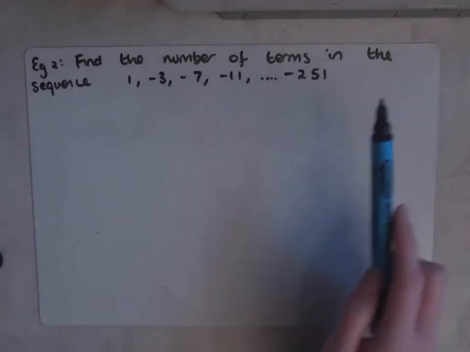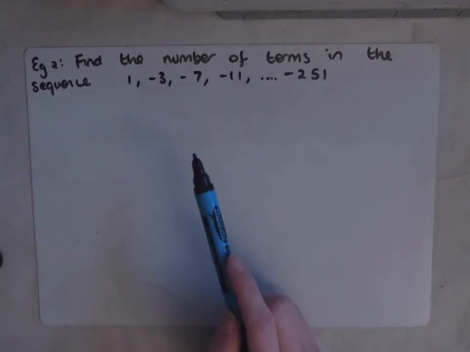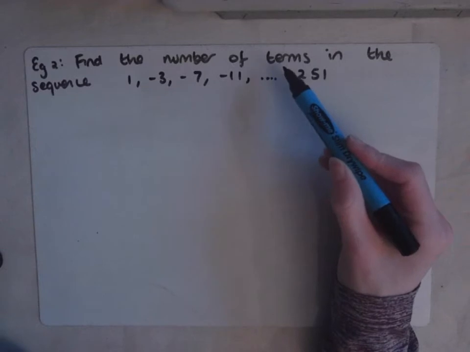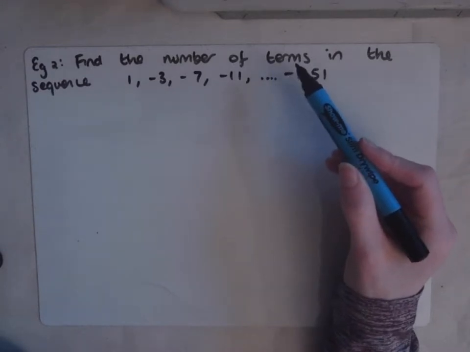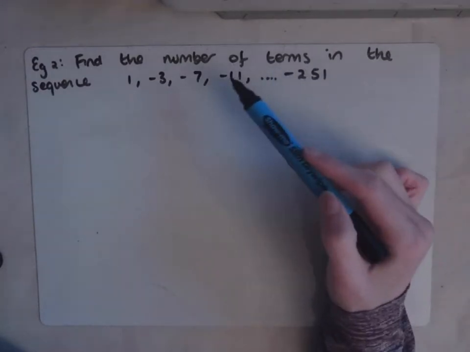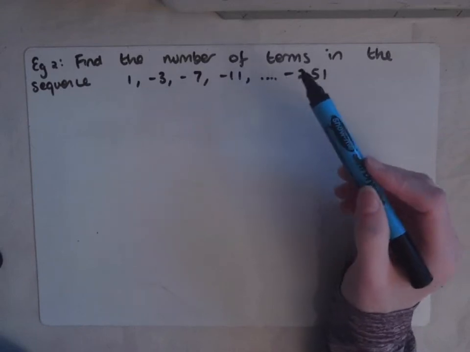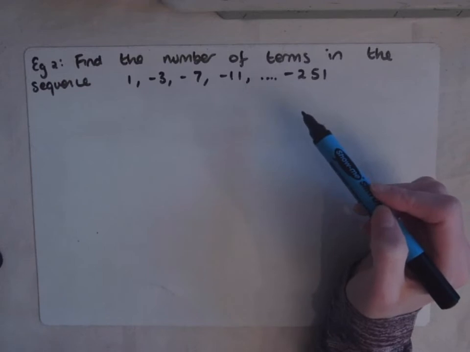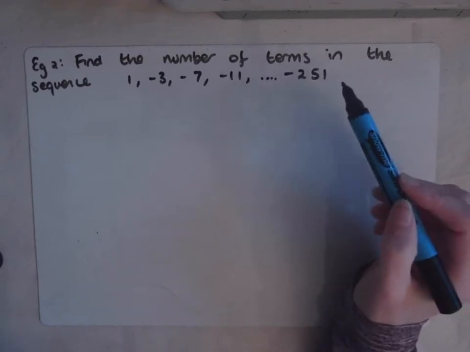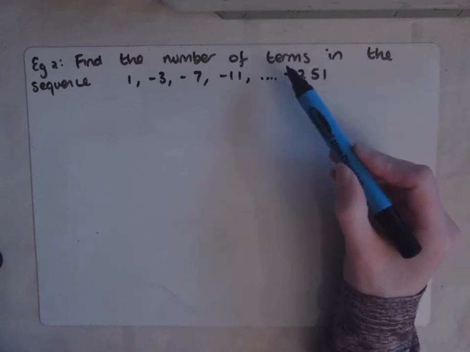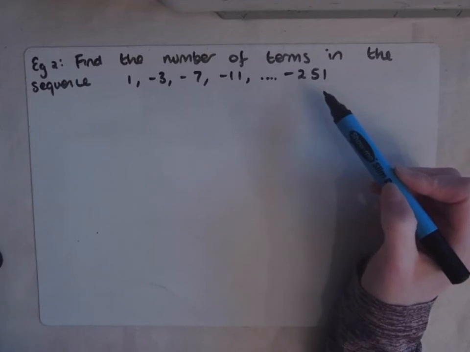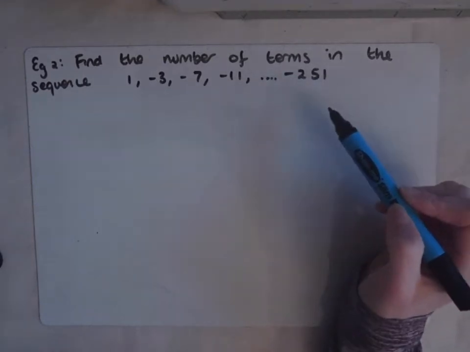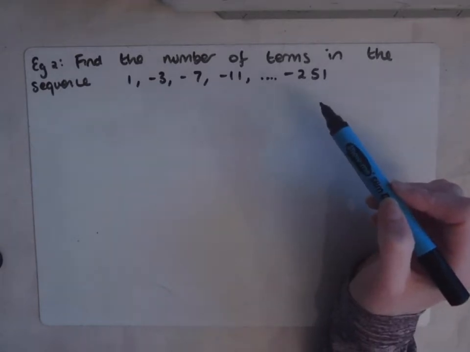Now we want the number of terms in the sequence. We know this is the last term, so we're going to try and find out what term number that is, and that will tell us how many terms are in this sequence. To do that, we need to get our general term and put it equal to -251. That would allow us to find out what term number -251 is. Is it the 5th term? Is it the 10th term?